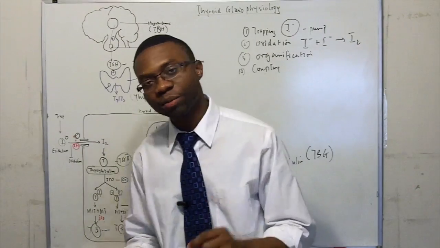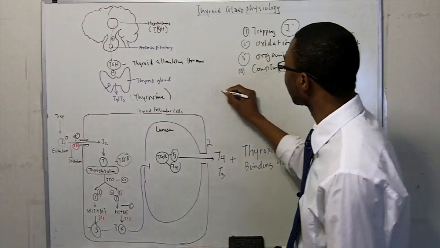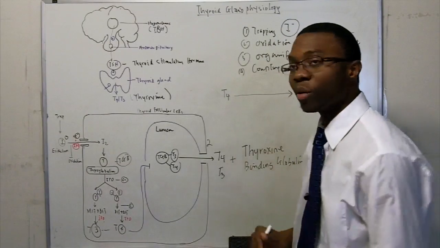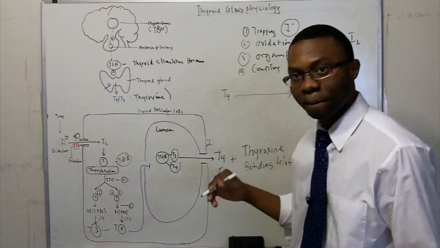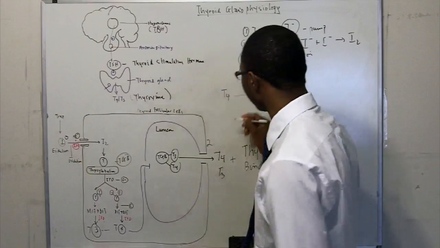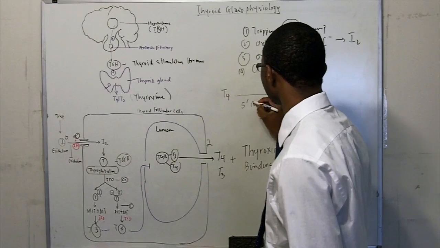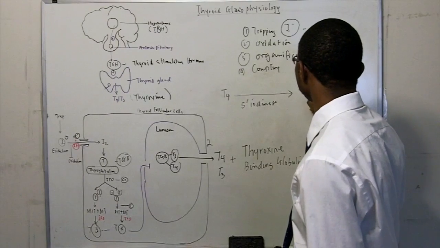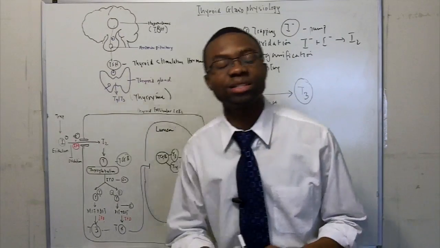Now, something important you need to know about T4 and T3. When T4 is released into circulation, it's going to go into the tissues. But when it gets to the peripheral tissue, it has to be deiodinated by a protein called what? 5'-iodinase. And that makes the active form of T4, which is T3. T3 is more active than T4.